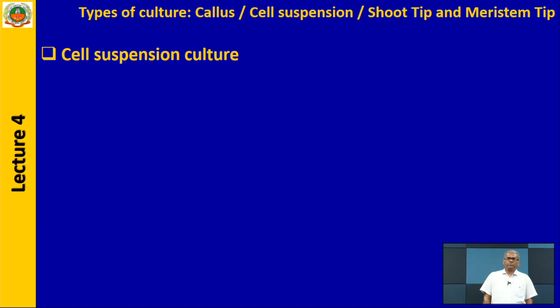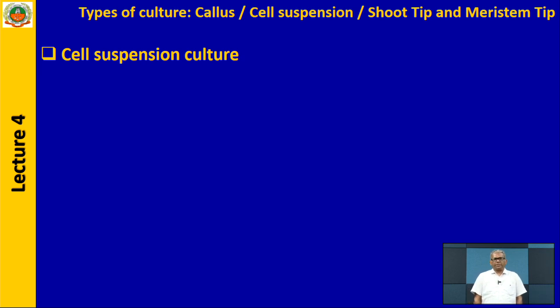Now, we move on to the next topic, cell suspension cultures. The term cell suspension refers to growing cells in a suspended medium, growing cells in suspension, for which we need to use a liquid medium. On the other hand, callus culture involves the use of solid media.